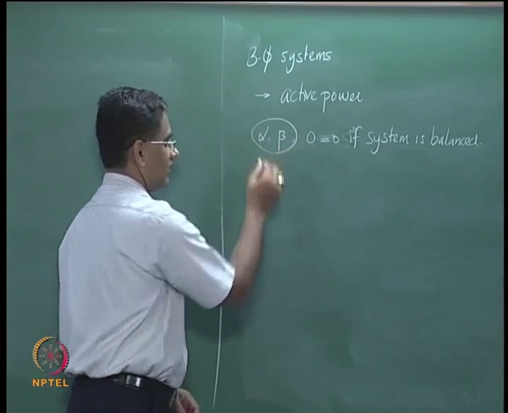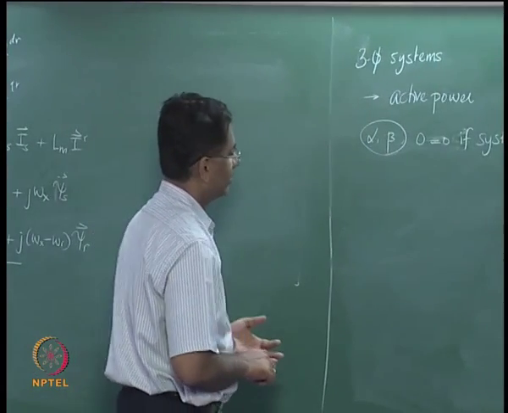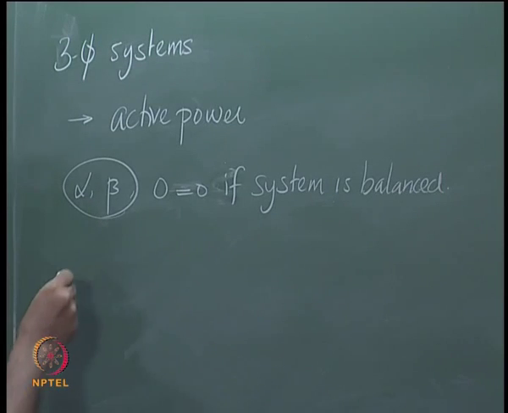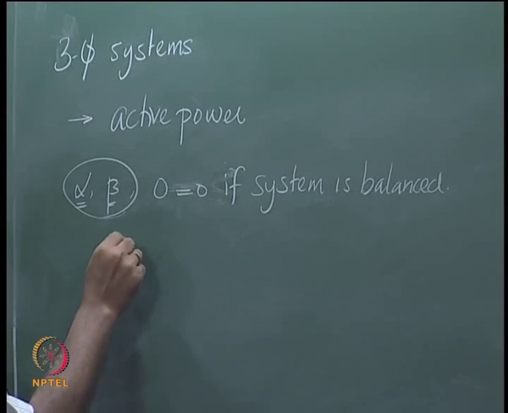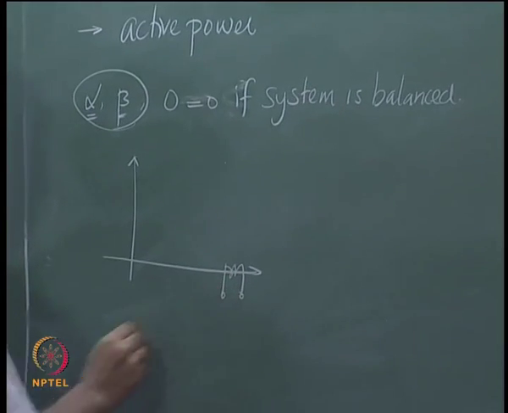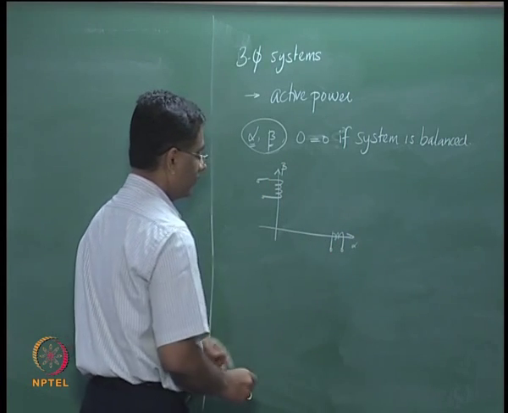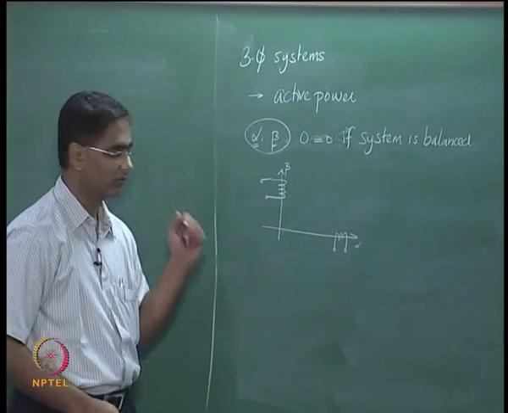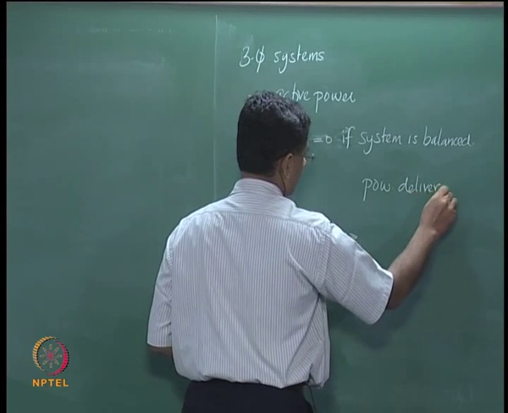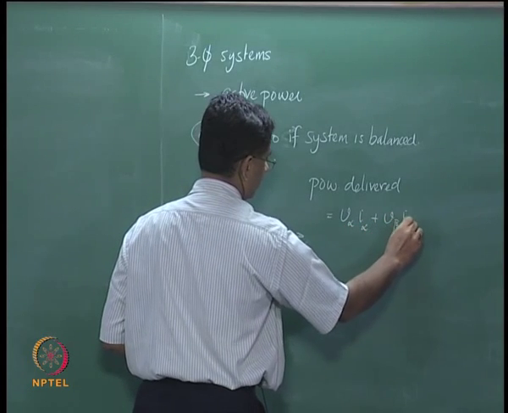Then you deal only with alpha and beta, and many times three phase systems are balanced, or we tend to analyze balanced systems, and therefore one can look only at these two terms. And what do you have in alpha and beta? So you have one coil here in the alpha axis, another coil here on the beta axis. And therefore, since you are supplying a voltage here and supplying a voltage here, the power delivered is simply equal to V alpha into I alpha plus V beta into I beta.